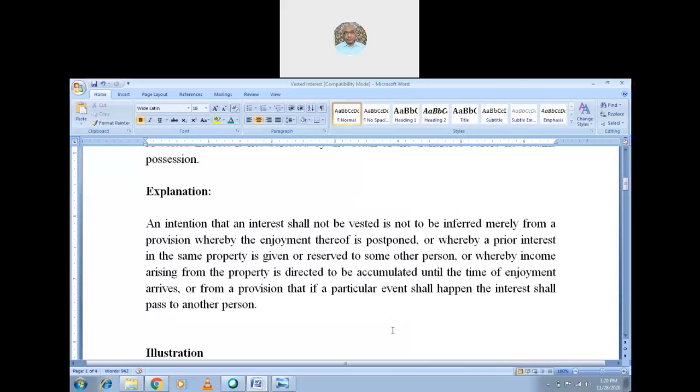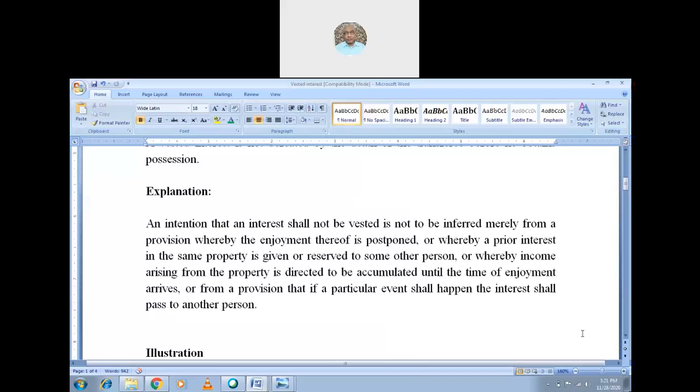An intention that an interest shall not be vested is not to be inferred merely from a provision whereby the enjoyment thereof is postponed, or whereby a prior interest in the same property is given or reserved to some other person, or where income arising from the property is directed to be accumulated until the time of enjoyment arrives, or from a provision that if a particular event shall happen, the interest shall pass to another person.